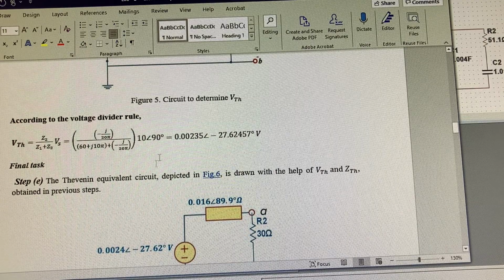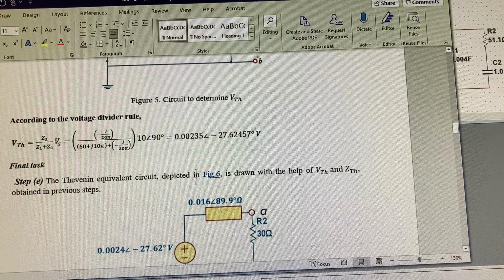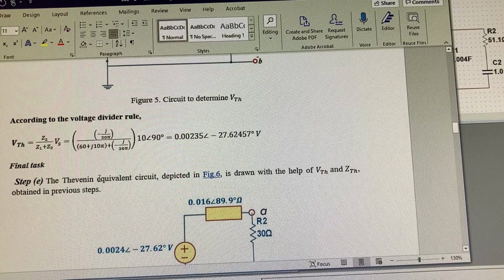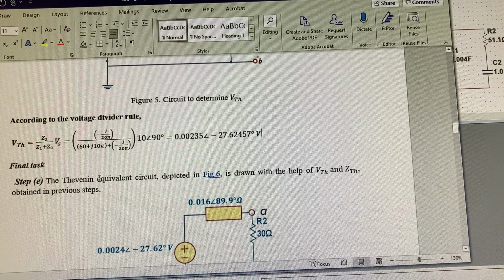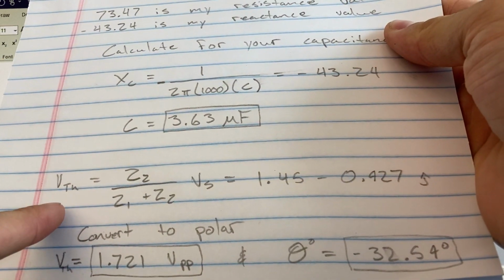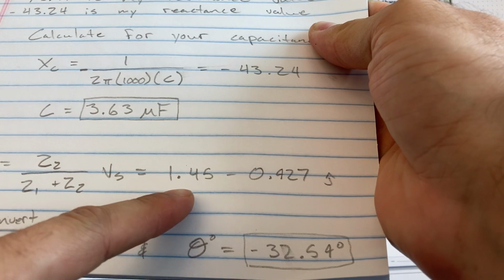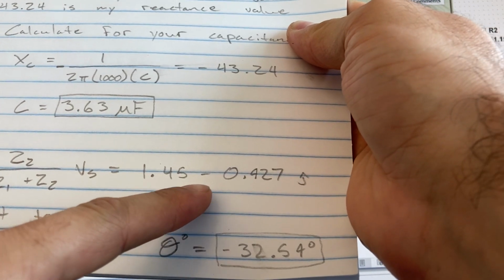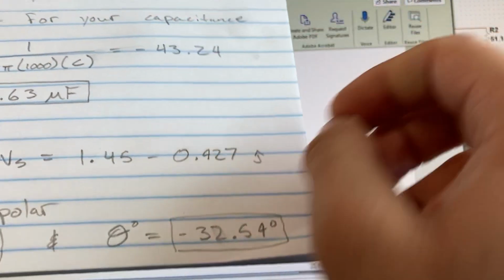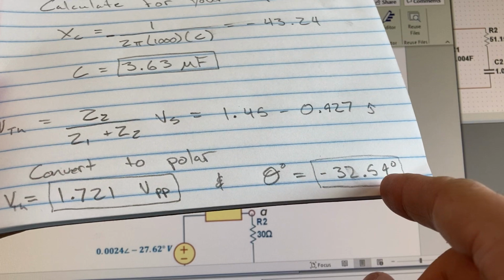1.72 volt peak to peak and negative 32 degrees. The degrees is just the inverse tan of the reactance over the resistance. Actually, I can show here the calculations. So when I plug in my values, right, I end up with 1.445 minus 0.927. So obviously you can convert this to polar form. You end up with a magnitude and an angle.